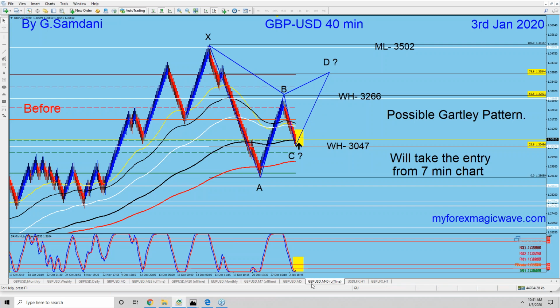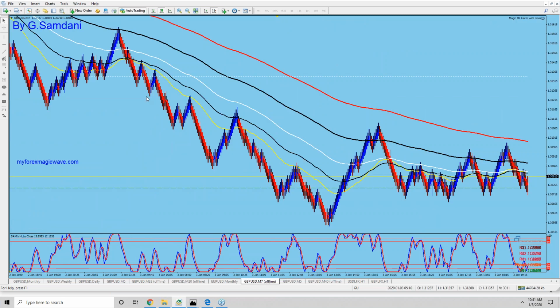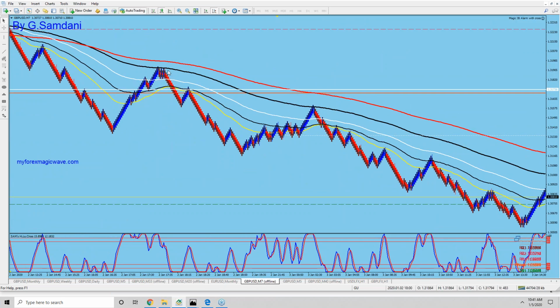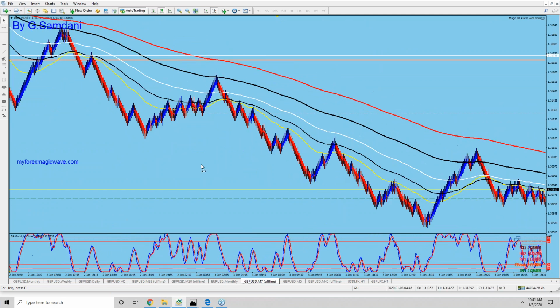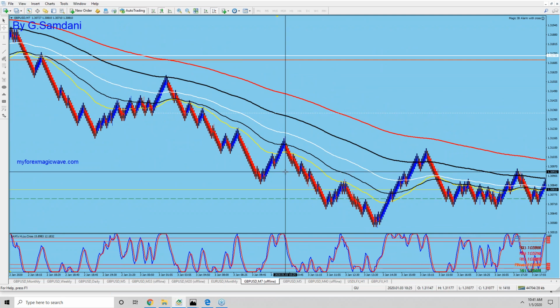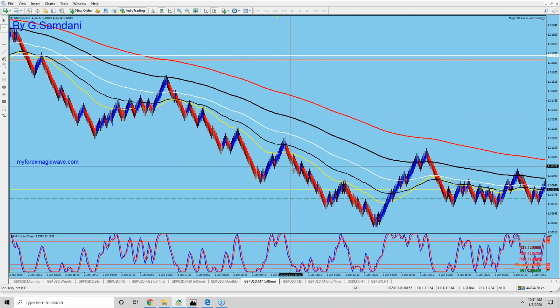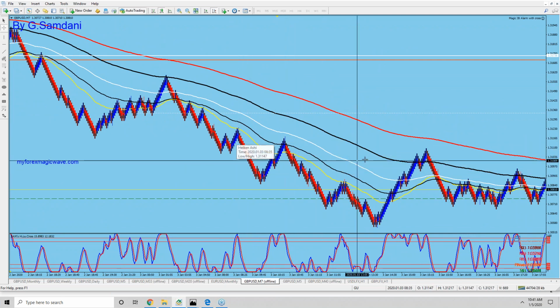Especially when the price is traveling like this, if you make an entry here, beautiful entries, by the book entries, it is very hard to lose in these entries. So this is how it is.